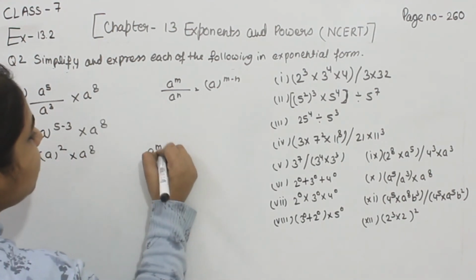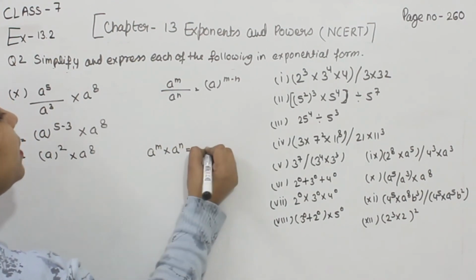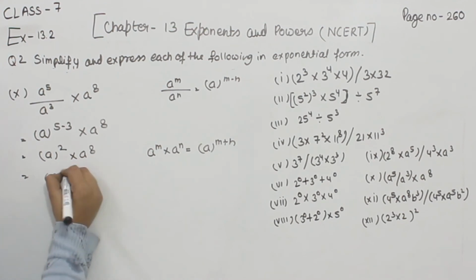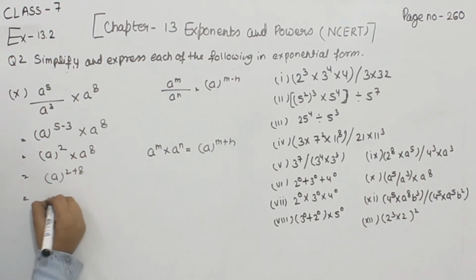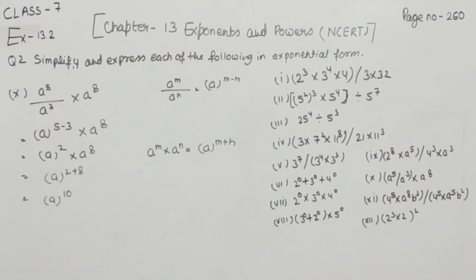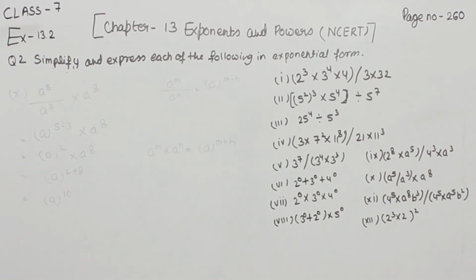Now we are going to apply a to the power m multiplied by a to the power n, then a to the power m plus n. So a to the power 2 plus 8. This will be a to the power 10. 2 plus 8 is 10. So this is the part 10. Now comes to the part 11.